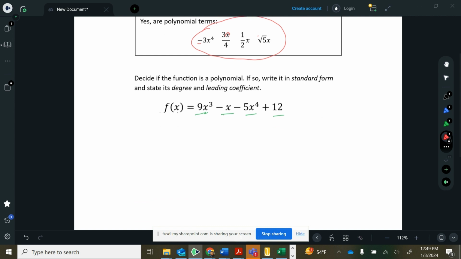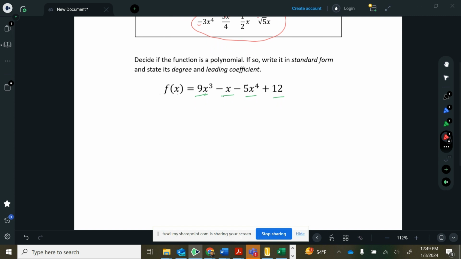Okay, now back to this one here. If we look here, I don't see any problems. We've got all positive exponents, no fractions at all. So we're going to say, yes, this is a polynomial.